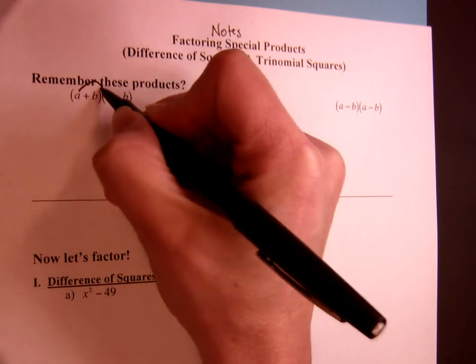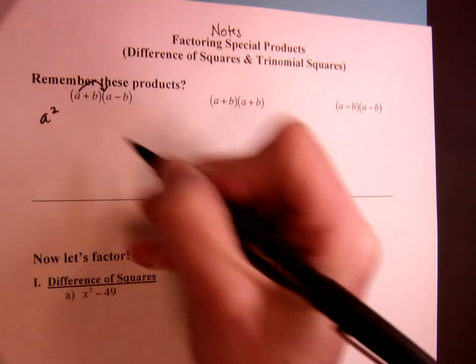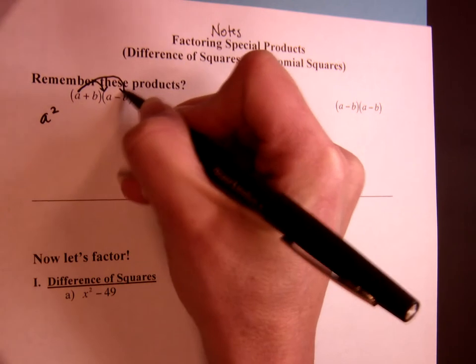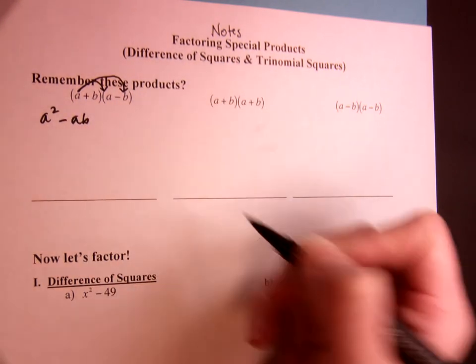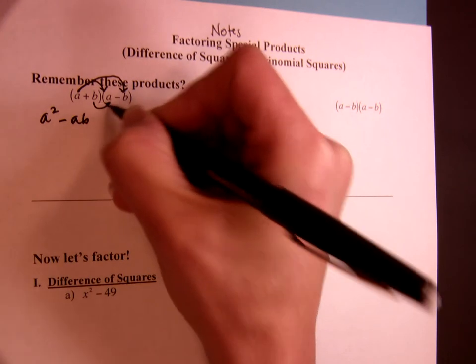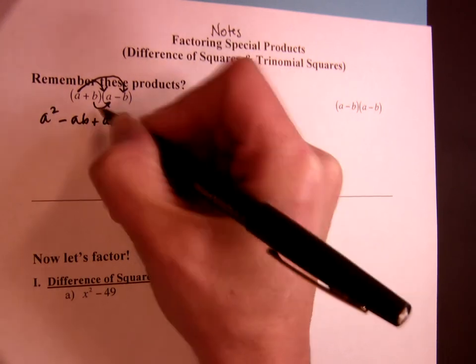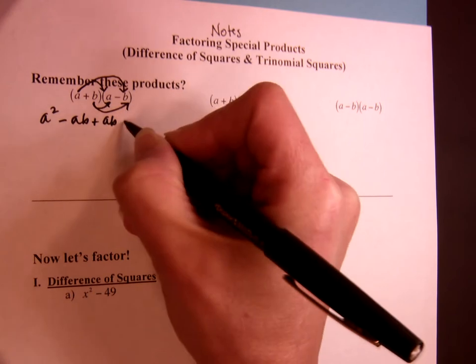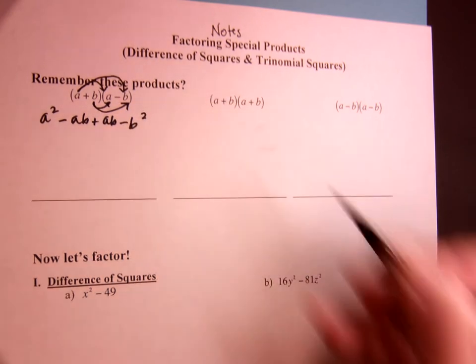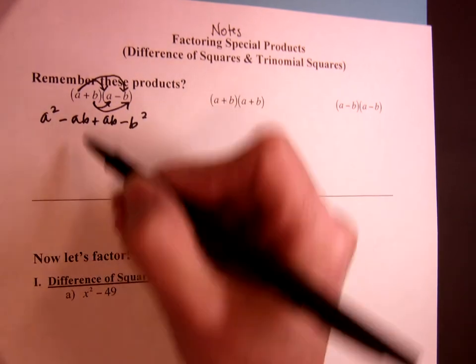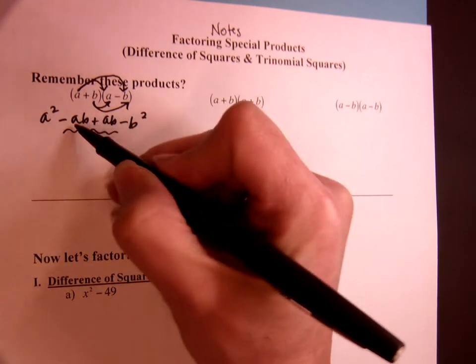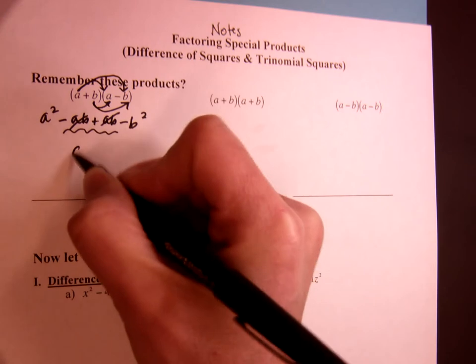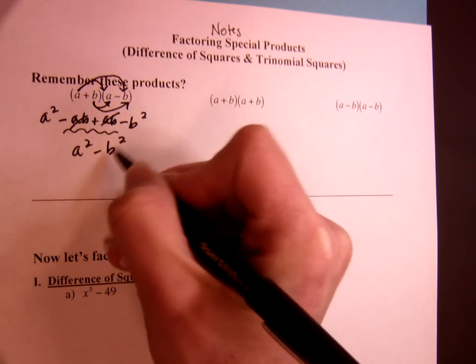Remember, you have to do a times a, that would be a squared, and a times negative b would be negative ab. And then you have to be fair with the b. So b times a is ab, and b times negative b is negative b squared. And then as we look at these two, they cancel. So we're left with a squared minus b squared.